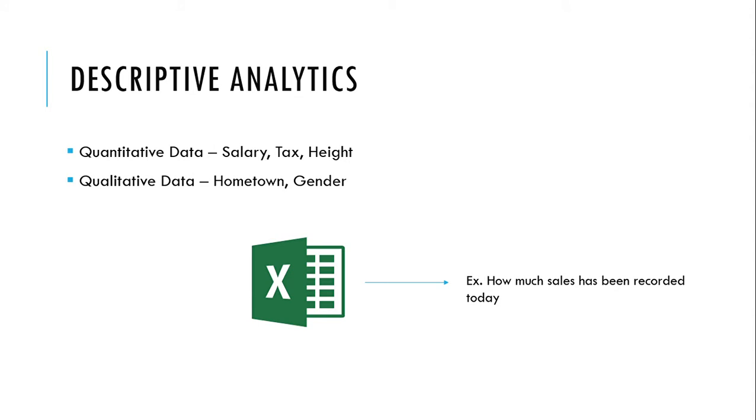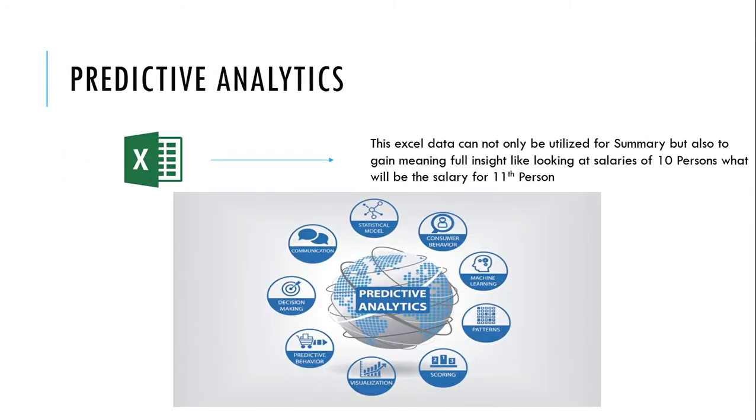So let's move ahead. Descriptive analytics we have already talked about in the previous slide, but just to give some information, this is a kind of Excel data that we have, and we have two different kinds of columns. One is quantitative and the second is qualitative. Quantitative is nothing but a numerical column, for example salary, tax and height, right? These are all numeric columns. Qualitative data is a categorical data wherein you will have different categories. For example, gender, male and female are different categories, right? So this is nothing but categorical data. Okay, so let's move ahead.